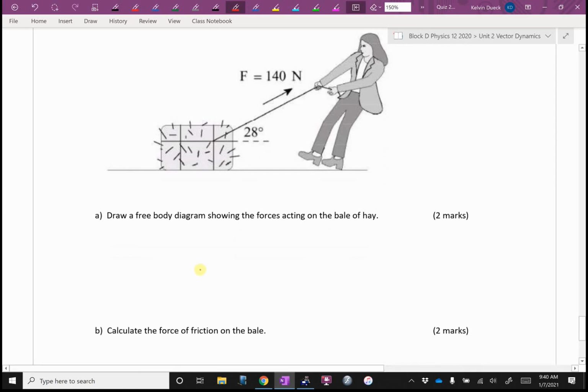So here is my free body diagram. What are the forces acting on it? Get the obvious one. And then there is an applied force. How big is that? 140 newtons. There's a normal force. Is the normal force going to be bigger, smaller, or the same size as mg? Smaller. So if your arrow for the normal force is the same size as mg, I would take a half off.